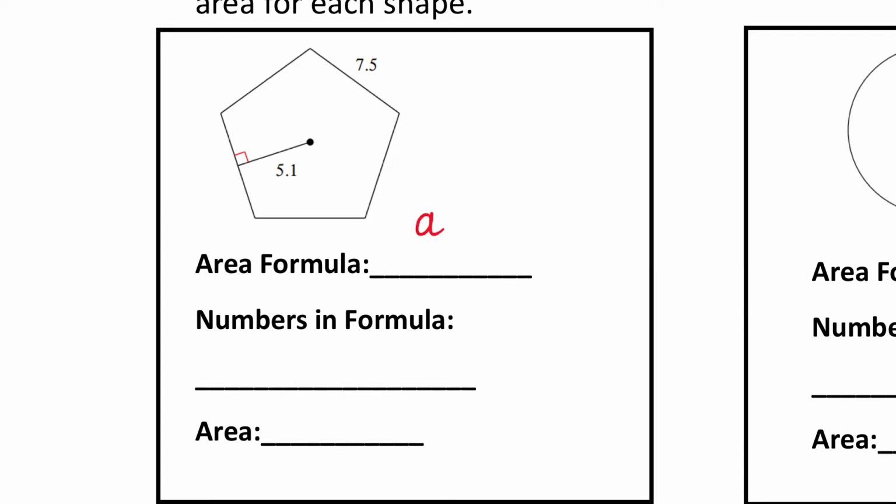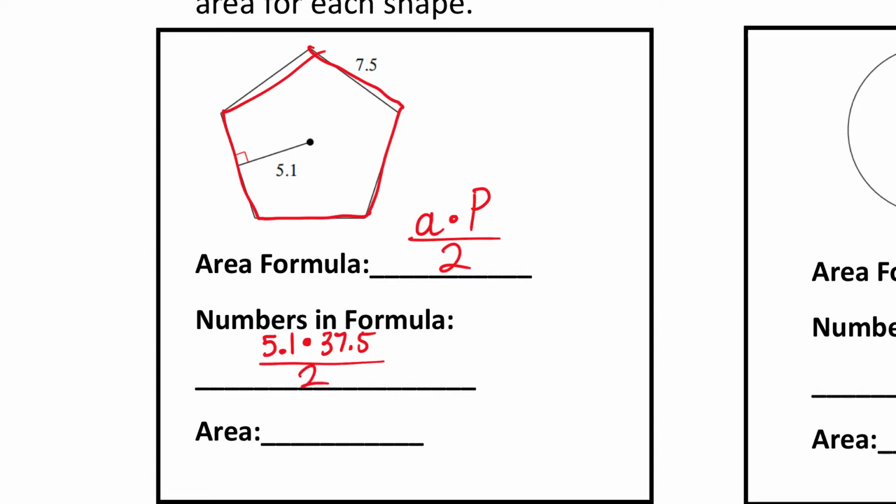On this, the formula we're going to use is the apothem times the perimeter divided by 2. Apothem times perimeter divided by 2. So how long is the apothem for this pentagon? It's 5.1 times, what's the perimeter of that regular pentagon? Remember, regular means all the sides are the same length. What's the perimeter going to be? It's going to be 37.5 because it's 7.5 five times. Okay, and then divided by 2.